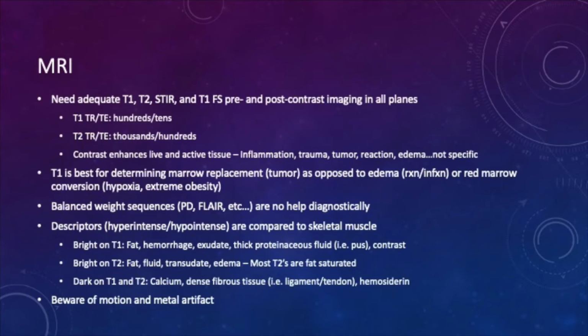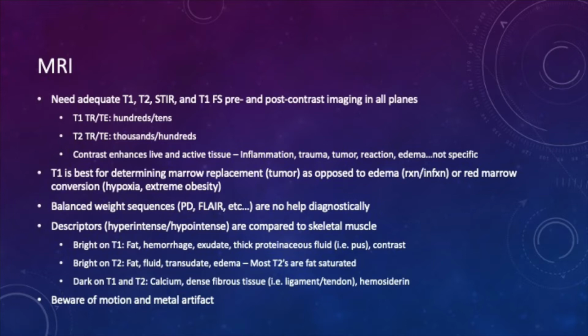On MRI, you need to have an adequate T1, T2 stir imaging and a T1 fat-suppressed pre- and post-contrast imaging in all planes to have an appropriate tumor protocol MRI. For T1, you have to look at the TR and TE ratios of how the magnet is spun, and usually that ratio for a true T1 is going to be several hundred over several tens, meaning like 550 over 25 or something like that. On a T2, the TR to TE ratio are thousands over hundreds, usually like 3,000 over 150 or something like that.